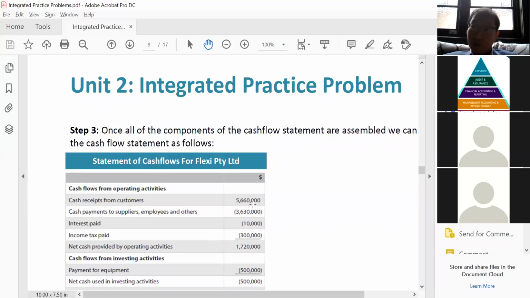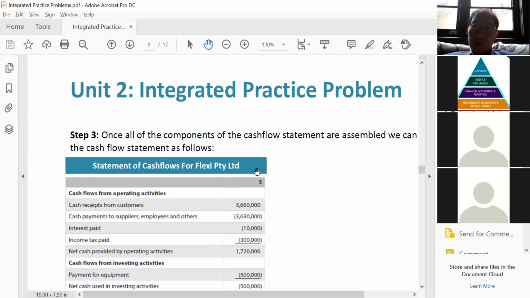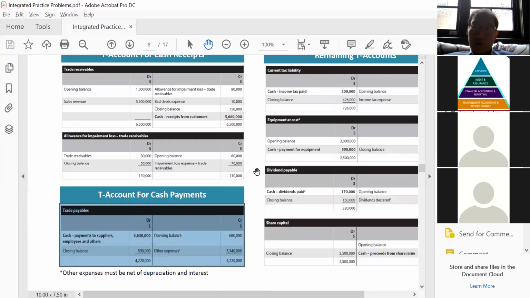The cash receipts from customers, this 5,660,000. Where did that come from? It came from our arithmetic exercise that helped us balance out this T account. Okay, so this 5,660,000, that's where it came from.